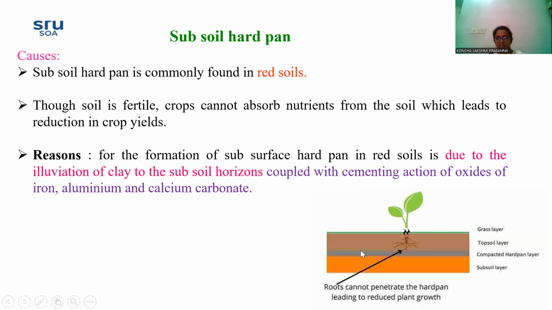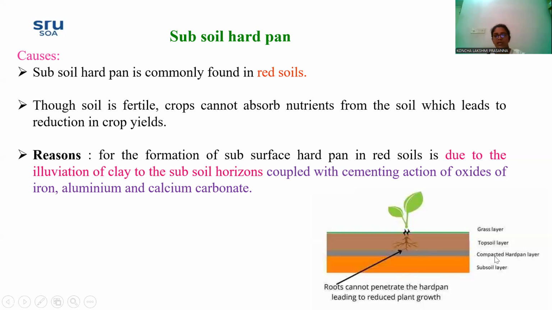So here you can see this picture depicting the topsoil layer and the compacted hard layer which is present below the topsoil. It is a very compact, very fine thin layer which is very hard in nature, which does not allow the root system to penetrate inside. Roots cannot penetrate the hard pans, leading to reduced crop growth.